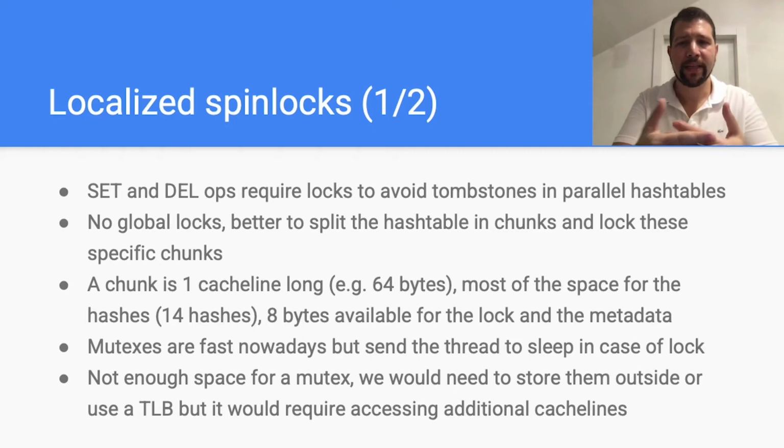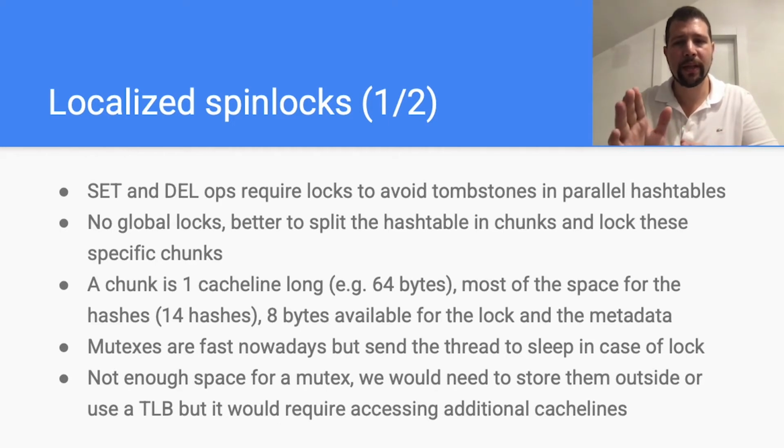As mentioned initially, the hash table relies on localized locks to avoid tombstones. The hash table is split in chunks, and each chunk is a cache line long, 64 bytes. This is to take advantage, as we mentioned earlier, of the way the CPU works. Most of the space has to be used for the hashes, but we need a bit of room for the metadata. So a chunk contains 14 hashes. Each hash comes with its own metadata, so it's 32 bits. It means 4 bytes, and we're going to have 14 of them.